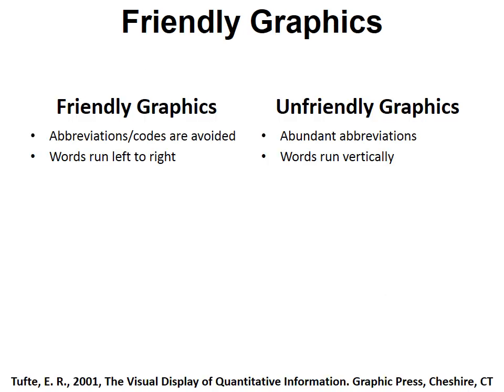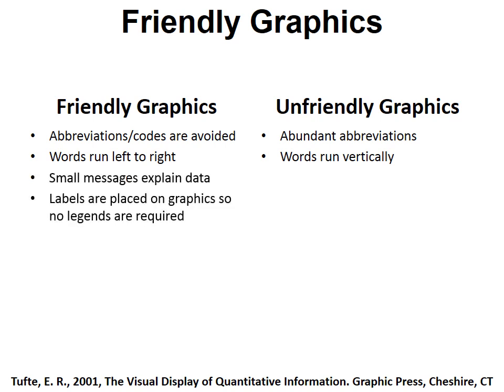Edward Tufte provides a nice summary of the preceding information in his outline of friendly versus unfriendly graphics in his book, The Visual Display of Quantitative Information. As we covered, abbreviations or codes should be avoided in friendly graphics, whereas unfriendly graphics tend to rely on abundant abbreviations or acronyms. Words should run from left to right as opposed to running vertically. I actually do often contradict this because I think vertical labels on the y-axis aren't that problematic, but nonetheless I will repeat Tufte's advice as shown here.